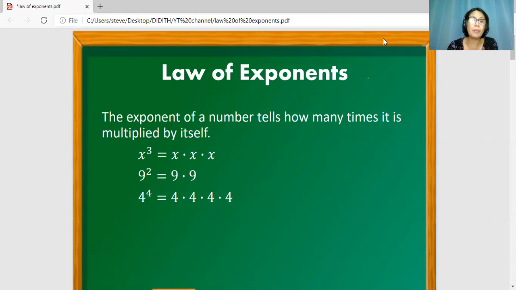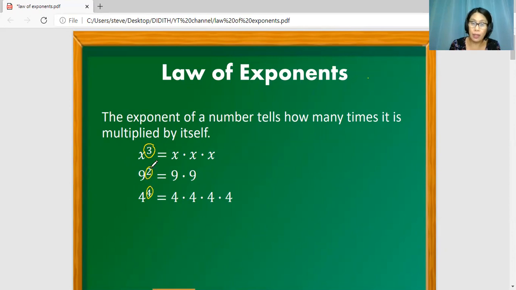The exponent of a number tells us how many times it is multiplied by itself. So on the left side of each equation here, these are the exponents of the given number. For instance, when we say x to the third power, this is like multiplying the expression x thrice by itself. So the right side equals x times x times x.